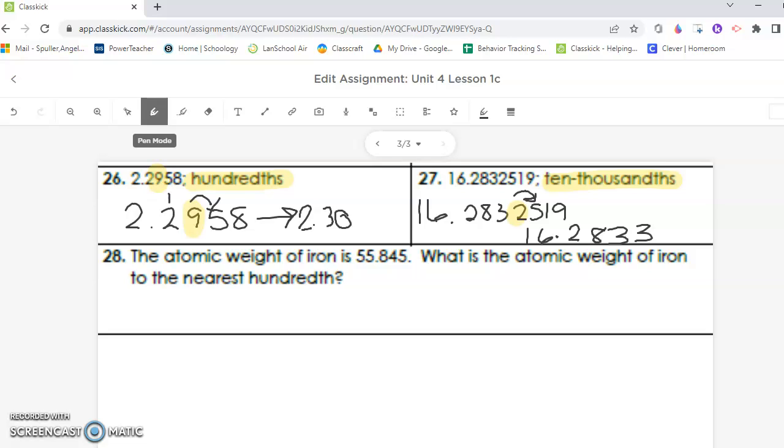All right, let's look at number 28 together. The atomic weight of iron is 55 and 845 thousandths. What is the atomic weight of the iron to the nearest hundredth?